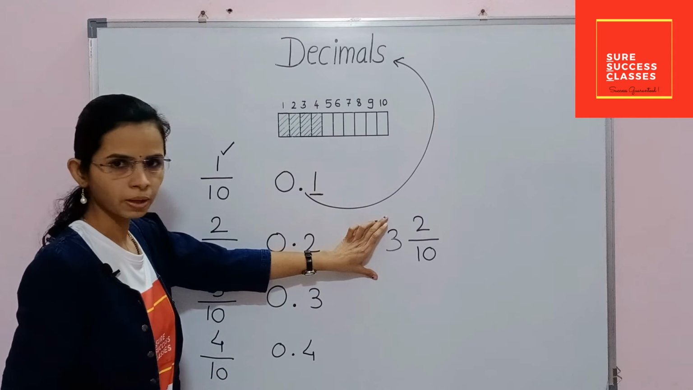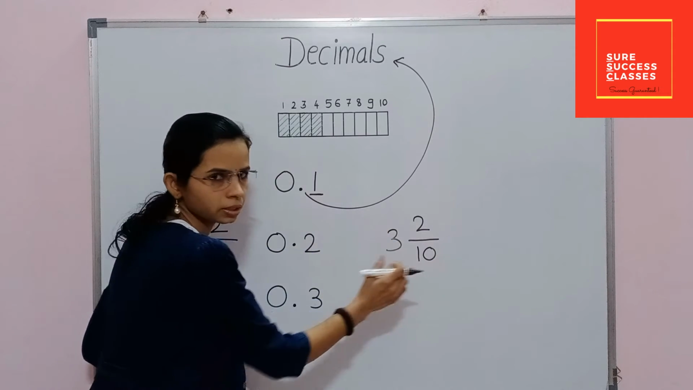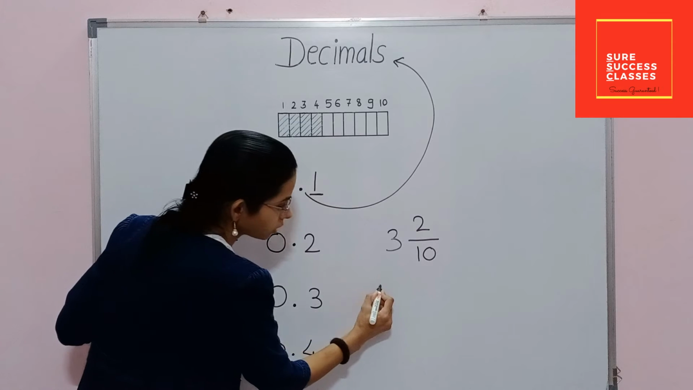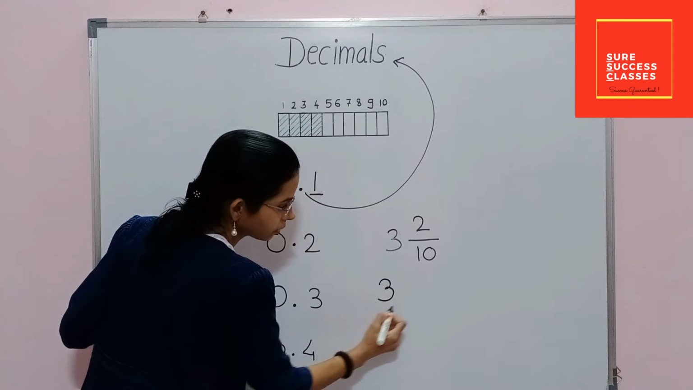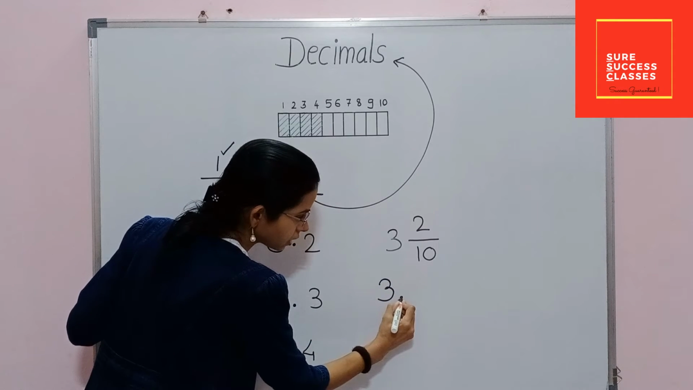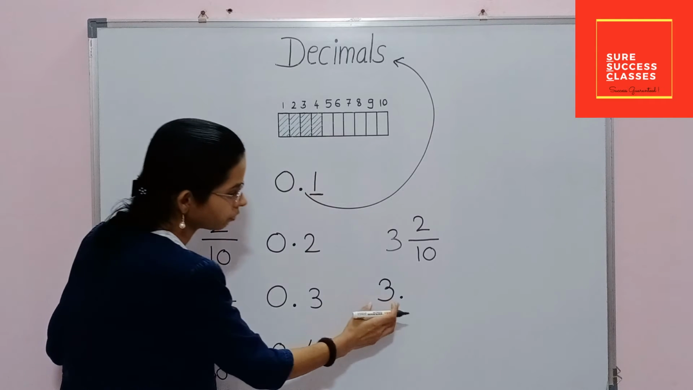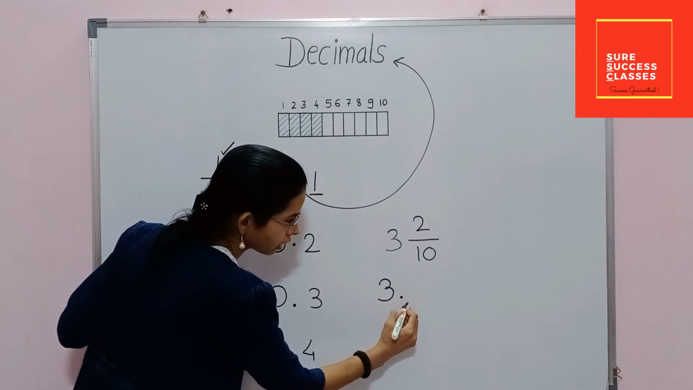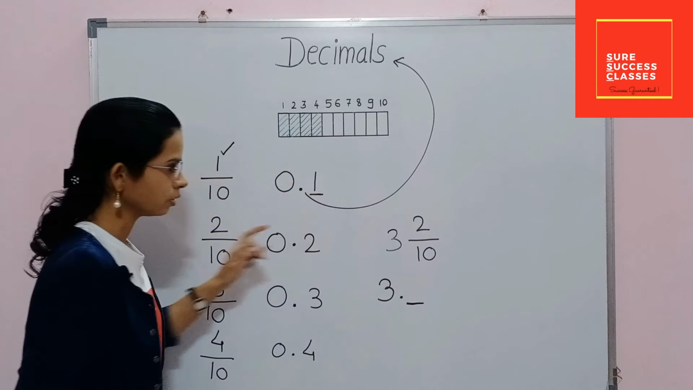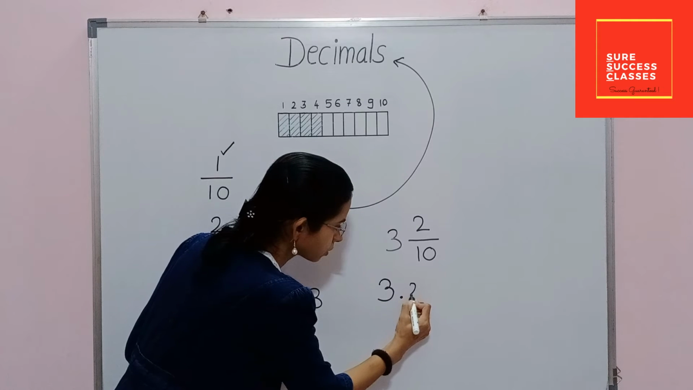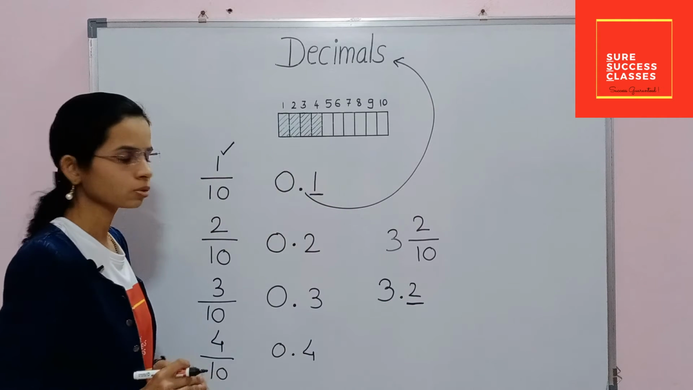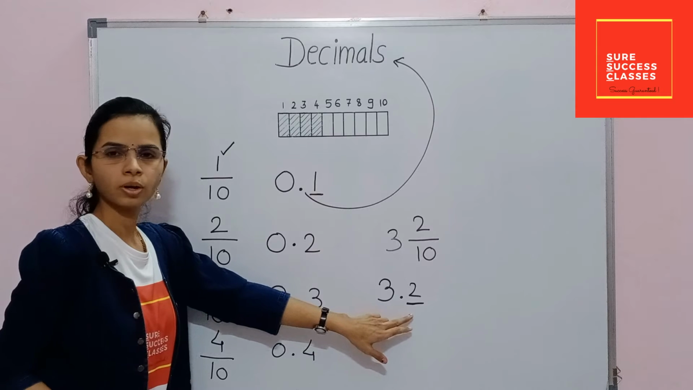Friends, if the fraction is having a whole part, at that time we will take the example 3, 2 by 10. There is a whole part and a fractional part is also there. So here we write 3 before this decimal point, and after this decimal point at this place we will write 2. So we read it as 3.2.